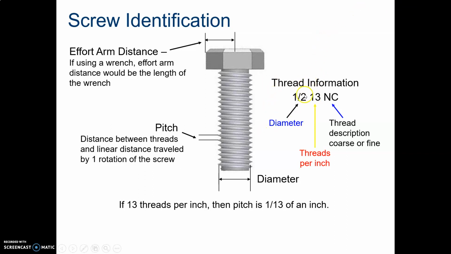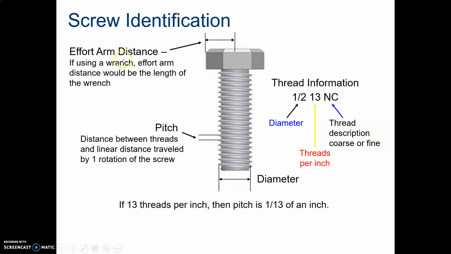So the first number, this 1/2, is the diameter of the screw. 13 is the pitch, like how many threads per inch. And then the NC tells me if it's coarse or fine. So here you can see the pitch is right here. It's the distance between these two threads. The diameter is of the screw.